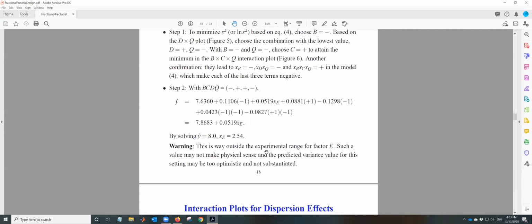But this XE is not -1 or +1. This is way outside the experimental range for factor E. Such a value may not make physical sense. The predicted variance for this setting may be too optimistic, so not substantiated. So that means sometimes when we do this kind of optimization, we need to do follow-up and check whether we are in the proper range and to move those factors.